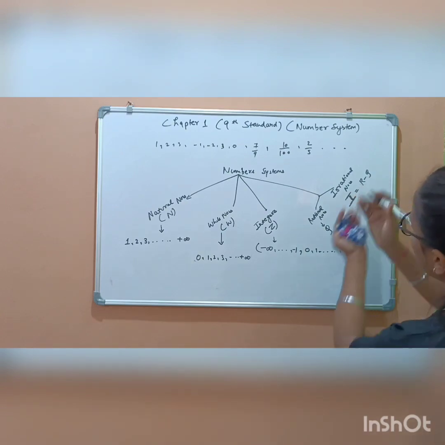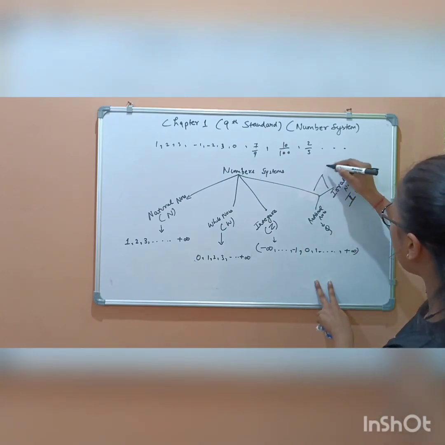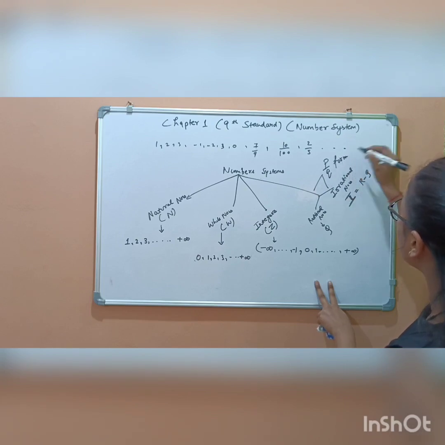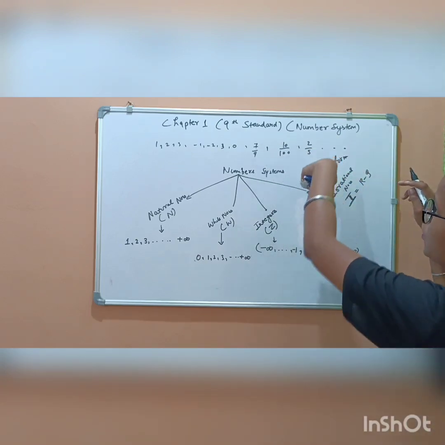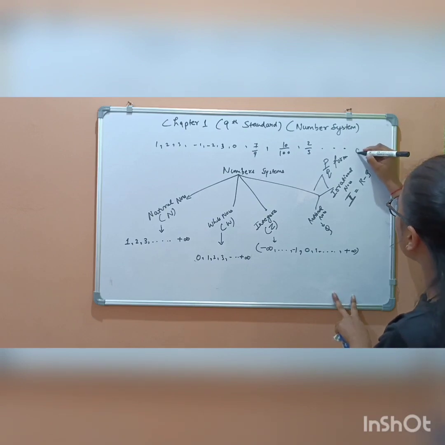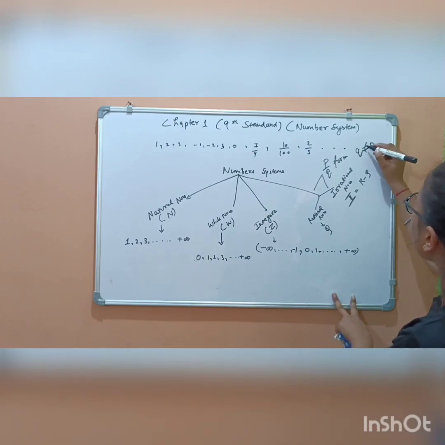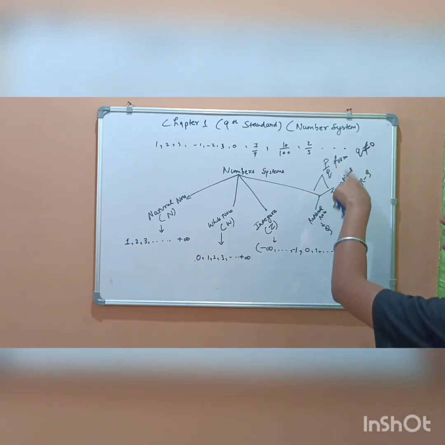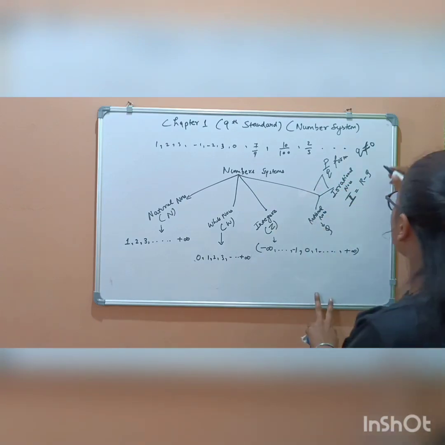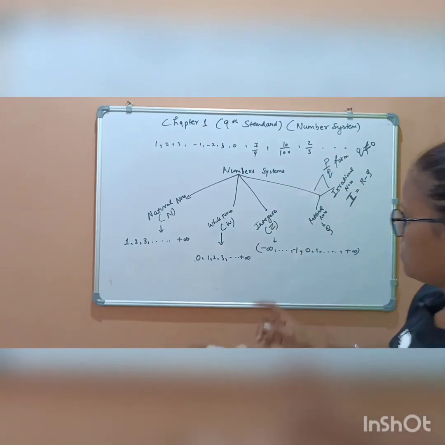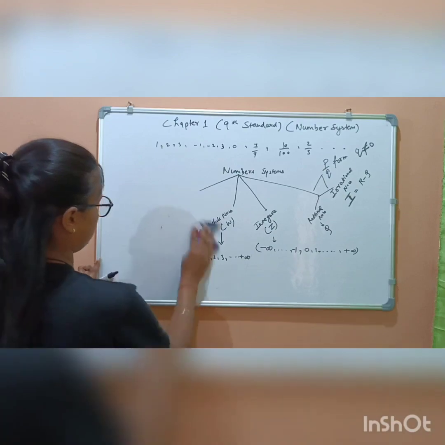And rational numbers and irrational numbers both are in P by Q form, like this, 2 by 5 and 7 by 9, where Q must be non-zero. Why? Because if Q is 0, the term P by Q will be undefined. So let me write this.